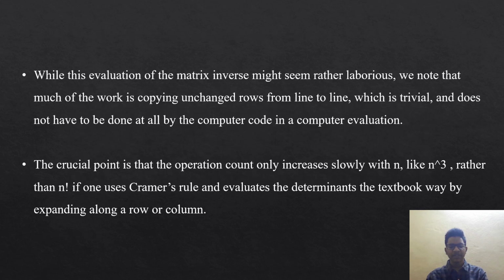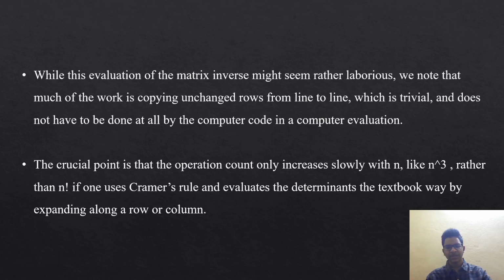While this evaluation of the matrix inverse might seem rather laborious, we note that much of the work is copying unchanged rows from line to line, which is trivial and can be done by computer code in a computer evaluation. The crucial point is that the operation count only increases slowly with n, like n cubed rather than n factorial.